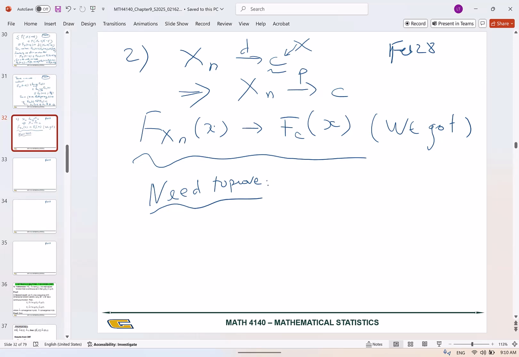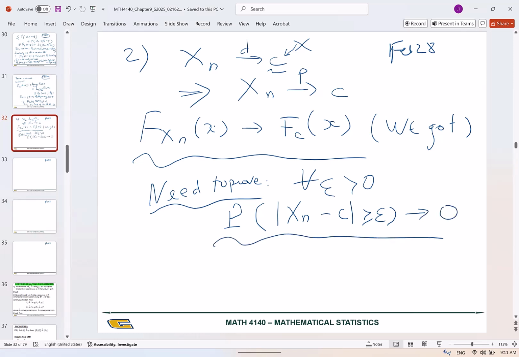Convergence in probability means for any epsilon greater than zero, a given epsilon, you need to show that the probability that the distance between Xn and C is greater than epsilon will go to 0. So this is the goal here. If we can prove that, then we can show convergence in probability.